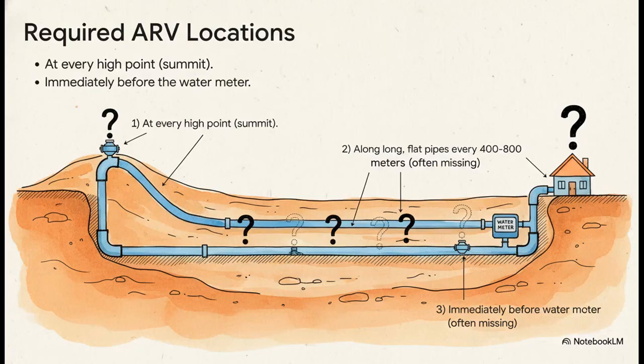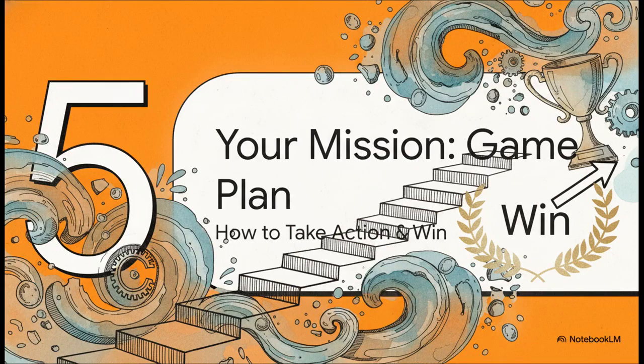Simple as that. And you know, it's not like you can just stick these things anywhere. Engineering best practices are super specific about where they need to go. They're required at every high point where air naturally gets trapped, along long flat stretches of pipe, and, this is the big one, right before your water meter. And guess what's often missing from SAPA's network? Yep, these valves.